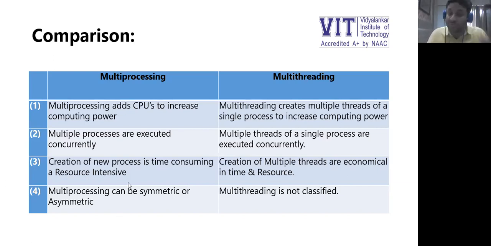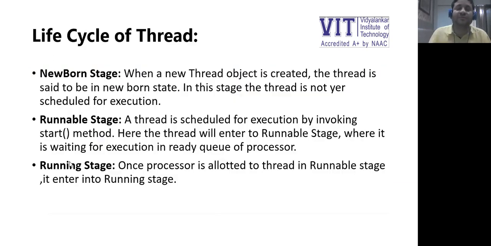When we create a new process, it is time consuming. If you have studied OS, you must have this idea. Creating a new process is time consuming and resource intensive, but creating multiple threads is economical as compared to creating multiple processes. Multiprocessing can be symmetric or asymmetric, and threading is not classified such. So try to understand: when we add a new CPU, it's multiprocessing. When we divide a big task into a small number of subtasks that are mutually exclusive to each other, it's multi-threading.